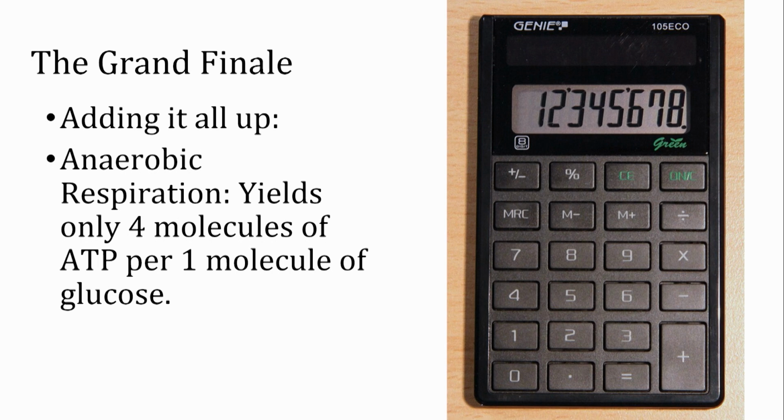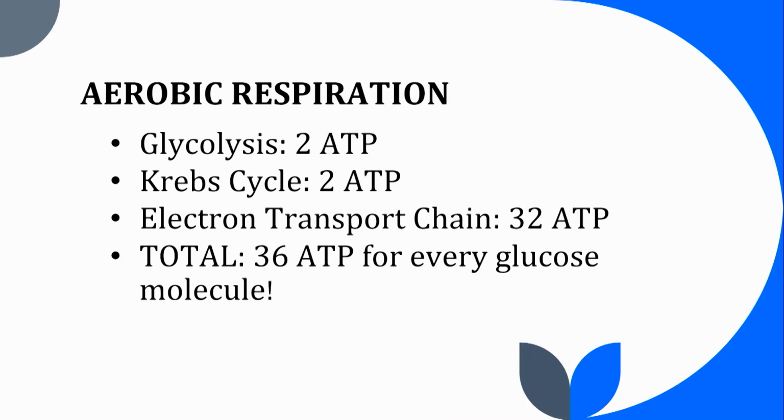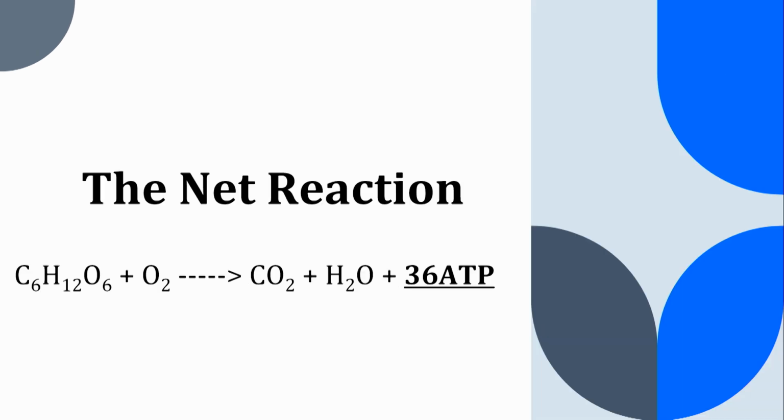Let's compare that to aerobic respiration. So in aerobic respiration, we get 2 net ATP from glycolysis, we get 2 ATP from the Krebs cycle, and then we get 32 ATP from the electron transport chain. So that's a total of 36 ATP for every glucose molecule. Okay, so what I want you to see here is 36 for aerobic and just 4 for anaerobic. So aerobic respiration is much, much more efficient. We just need that oxygen to make it more efficient. Okay, here's the net reaction again. Glucose plus oxygen yields carbon dioxide, water, and ATP.